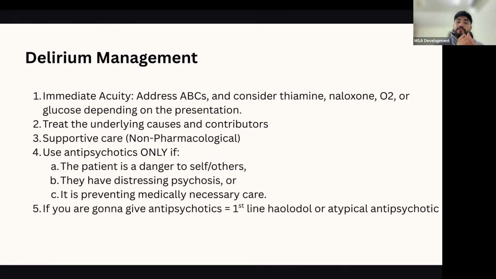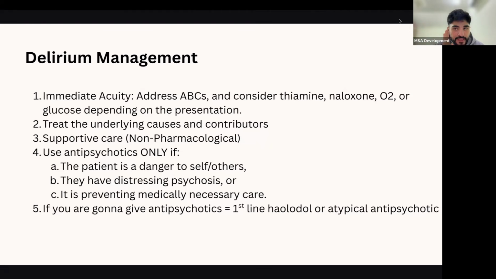So what are they? First of all, ABCs. You need to consider, is the patient stable or not? Number two, you want to give them thiamine, but before thiamine, you need to check their glucose levels. You need to give them naloxone, oxygen, and glucose in case they were hypoglycemic. So if they were unstable, you stabilize the patient. Number two, you look for the contributors, the triggers, and treat them. Three, you give supportive care. You support whatever pain they're going through.